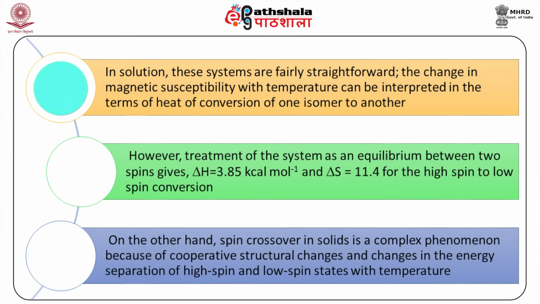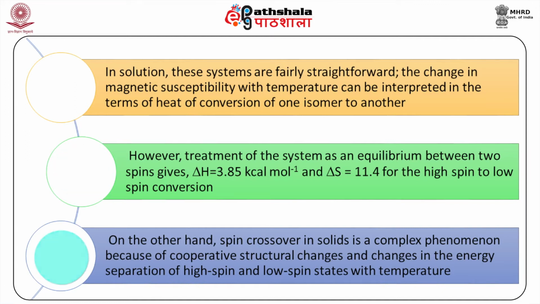In solution, these systems are fairly straightforward. The change in magnetic susceptibility with temperature can be interpreted in terms of heat of conversion of one isomer to another. However, treatment of the system as an equilibrium between two spin states gives delta H equals 3.85 kilocalories per mole and delta S equals 11.4 for the high spin to low spin conversion.